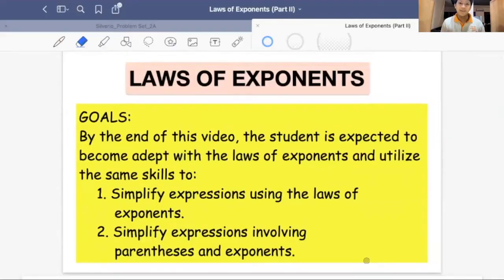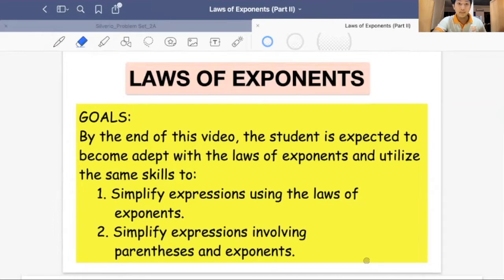Let's go! All right, let us be reminded of our goal for this particular video. You are expected to become adept with the laws of exponents and utilize the same skills to simplify expressions using the laws of exponents and to simplify expressions involving parentheses and exponents. But in this particular video, we're just going to discuss three laws of exponents. And these are the quotient rule, the power of the quotient rule, and the zero exponent rule.